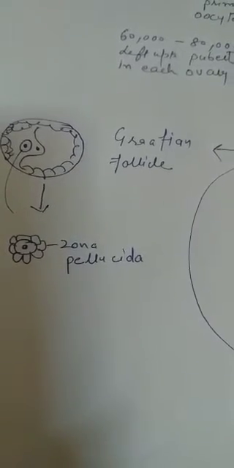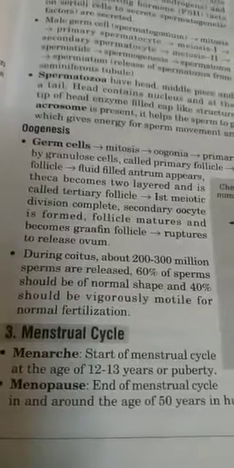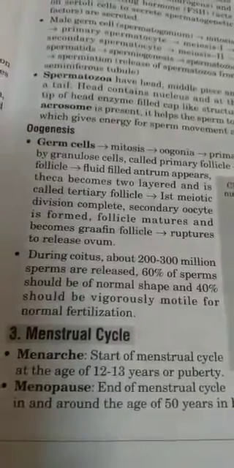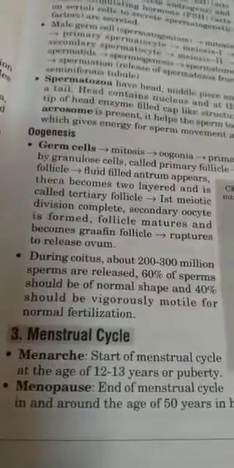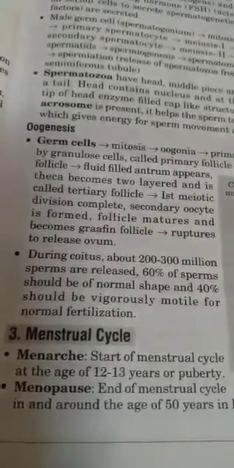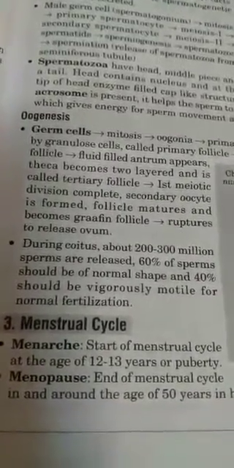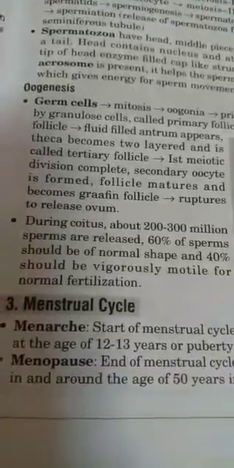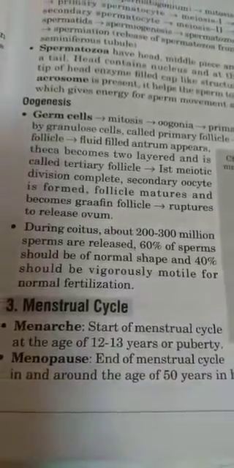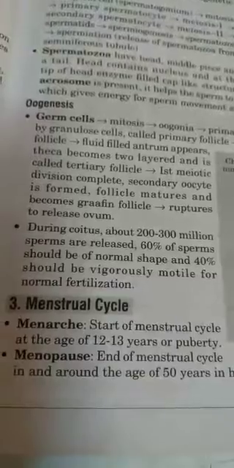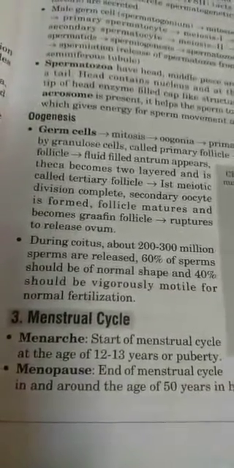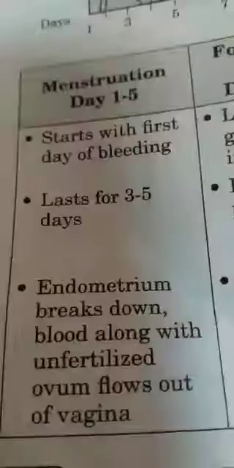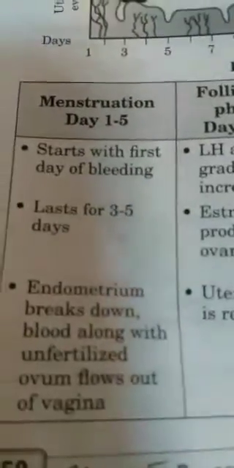Afterwards, the next topic is menstruation. What is the menstrual cycle or menstruation? There are certain terms we want to know first. It starts at the age of 12 to 13 years, at puberty, and we call it menarche. Then when all the eggs have matured and been released by the ovary, that is called menopause. It almost ends at the age of 50.